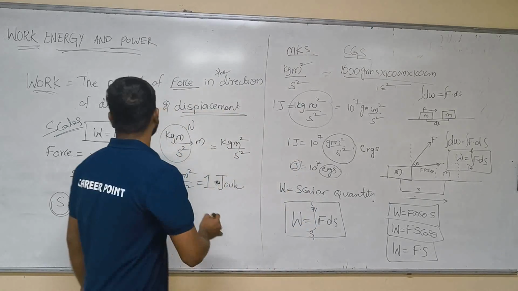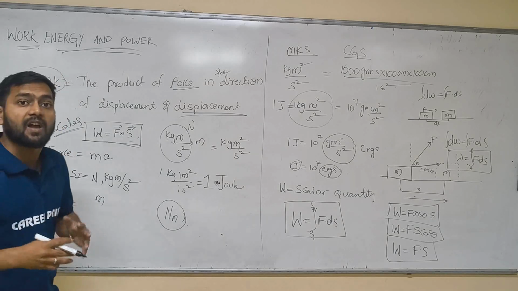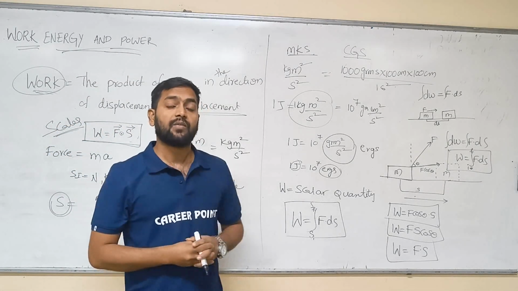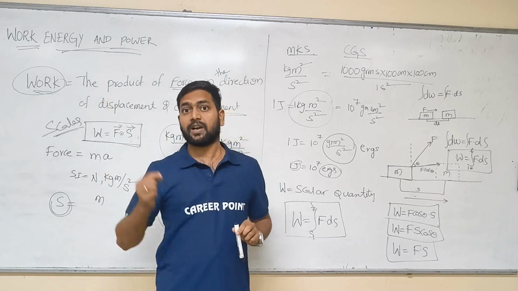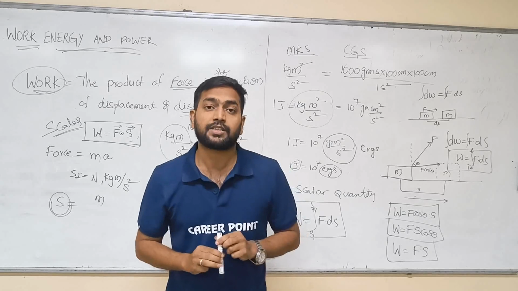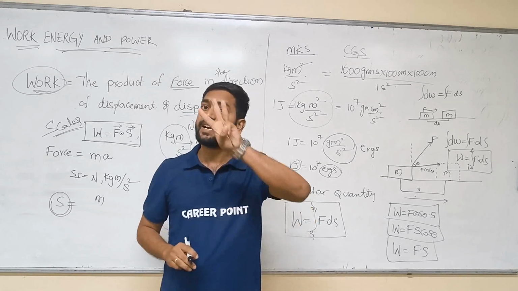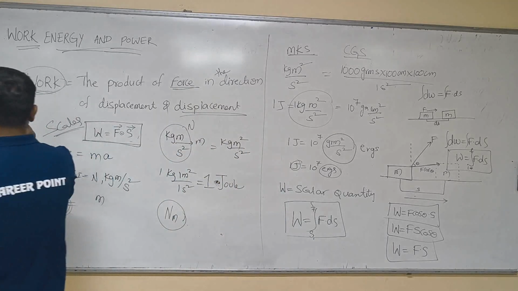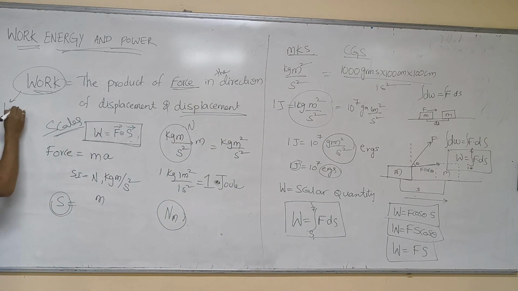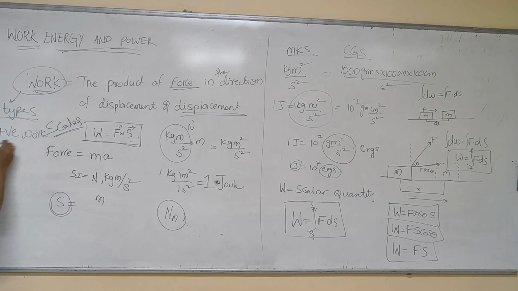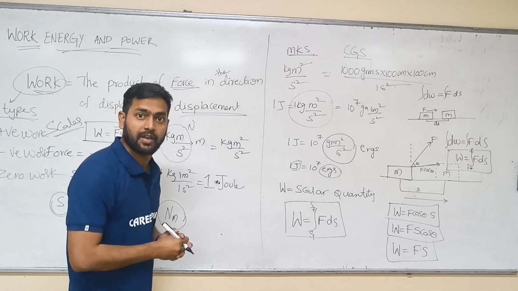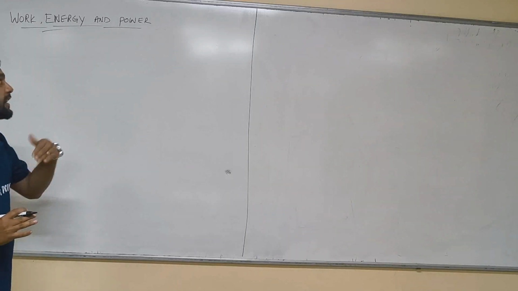Okay. So here we are discussing this work. We are having three types of work. They are positive work, negative work, and zero work. So work has three types: one, positive work, two, negative work, and third, zero work. Now we'll discuss these three works. Now we'll see the types of work.